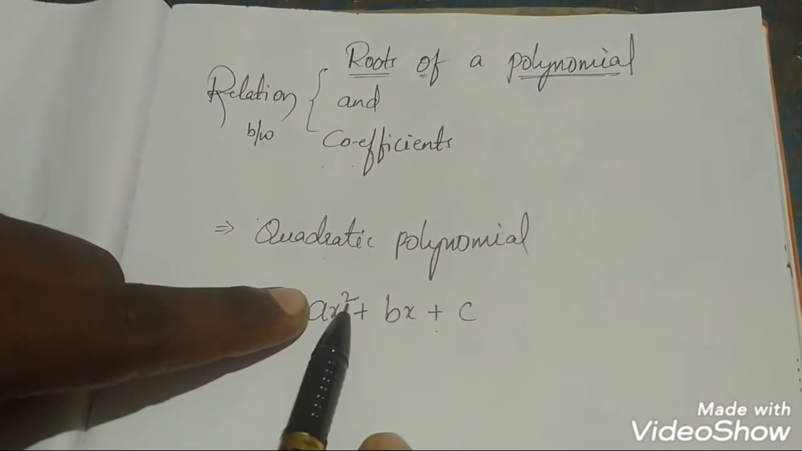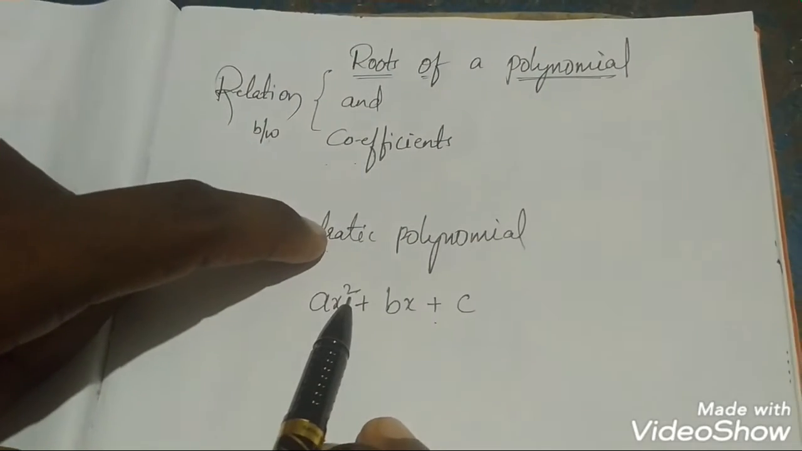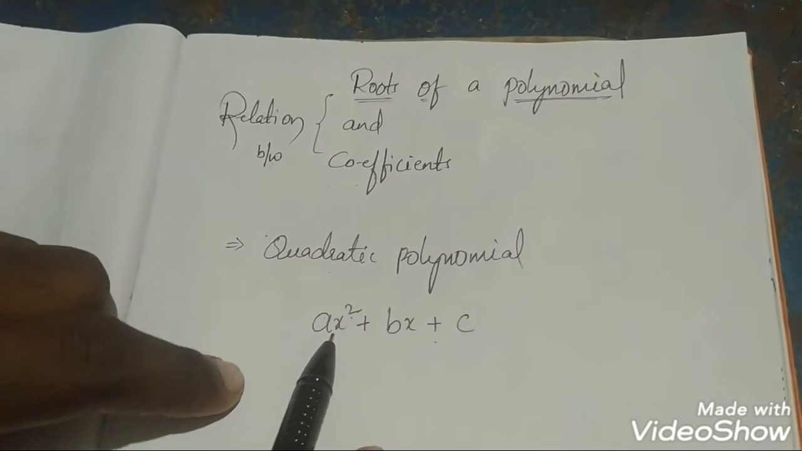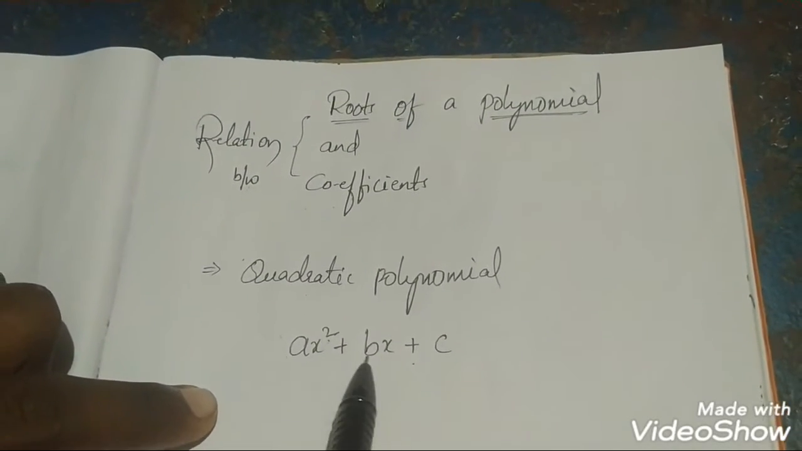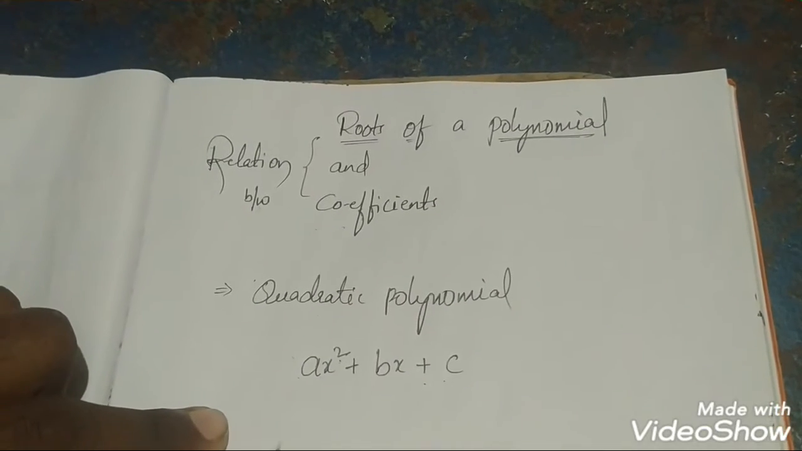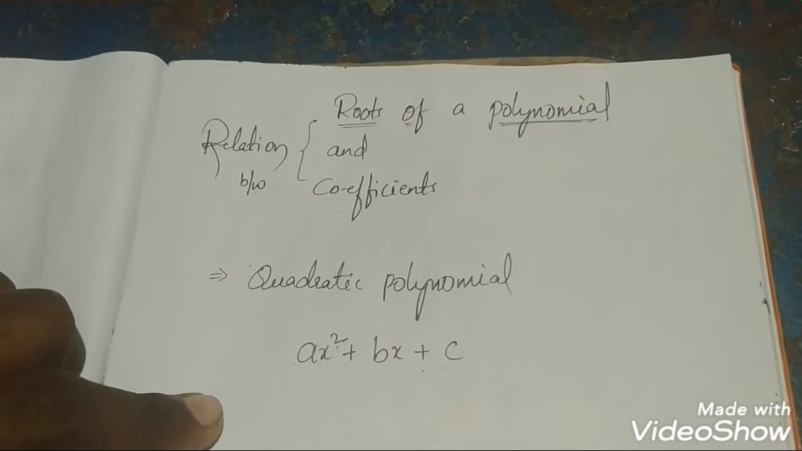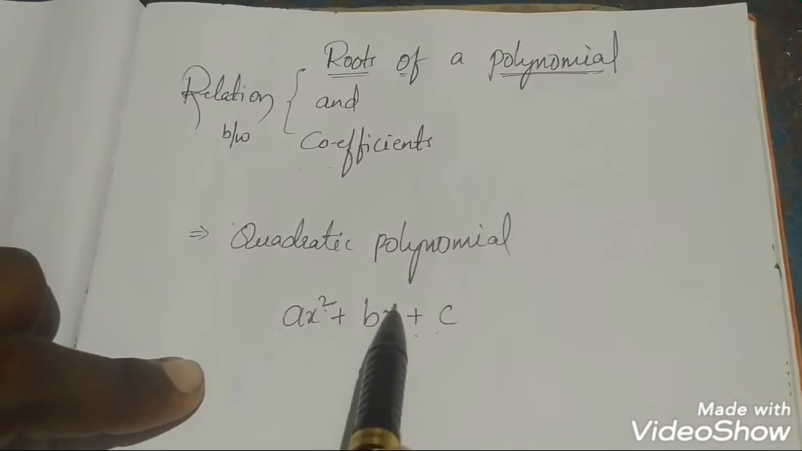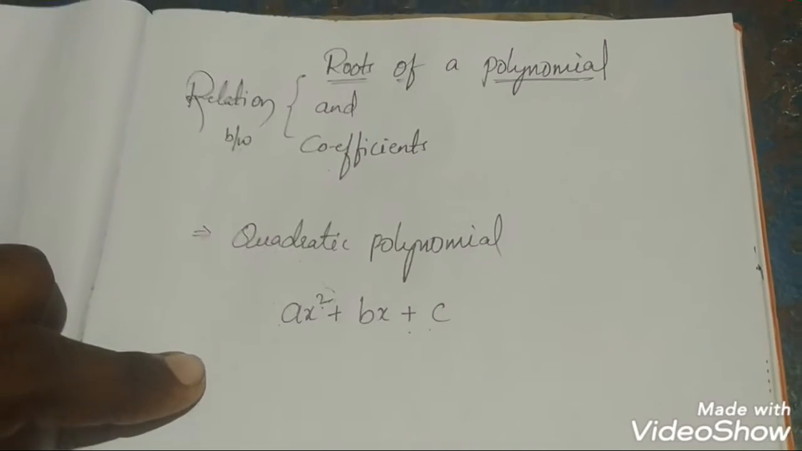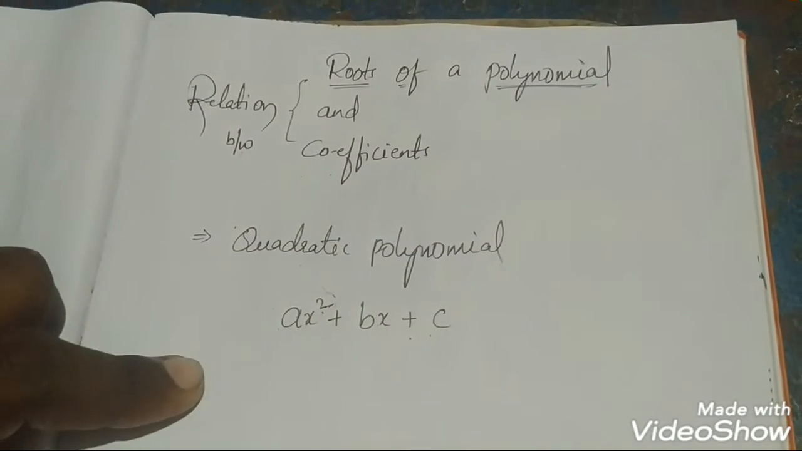Here, what is the degree? 2. 2 means quadratic polynomial. Here, what are the coefficients? a, b, c are the coefficients. Here x is the variable, 2 is the power, here 1 is the power, and this 2 is the degree. This is all about the quadratic polynomial.